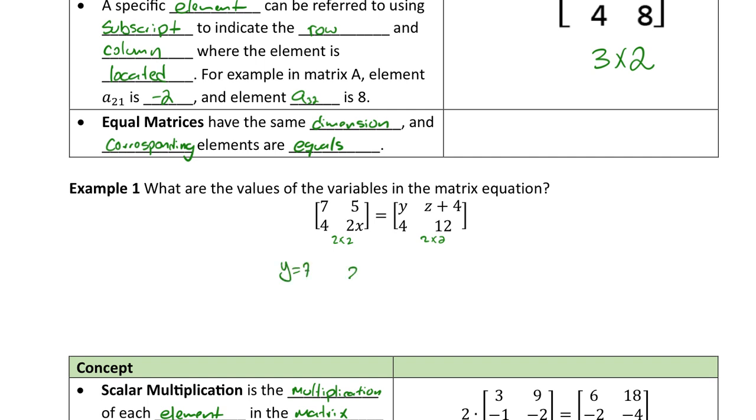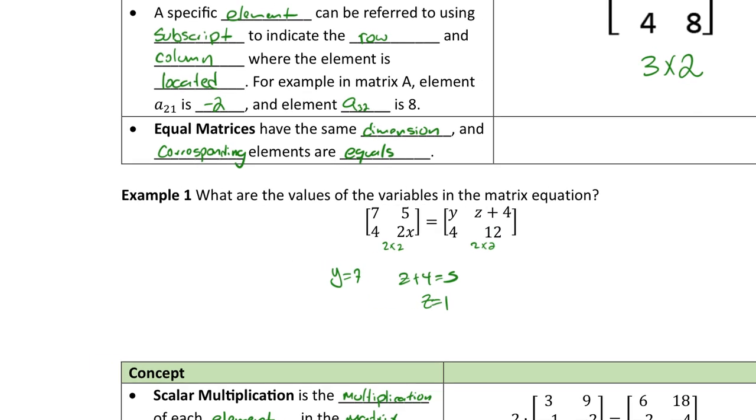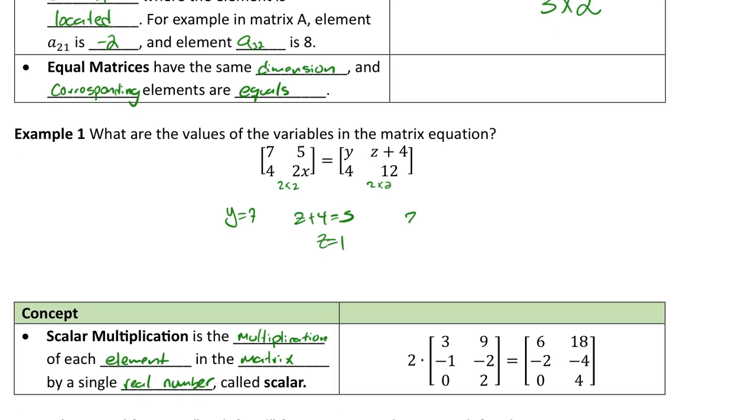And then we know that z plus 4 equals 5, because it's the element at row 1, column 2. So that means that z has to equal 1. And then to find x, 2x equals 12, so dividing by 2, x equals 6.